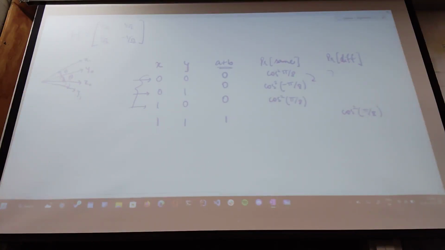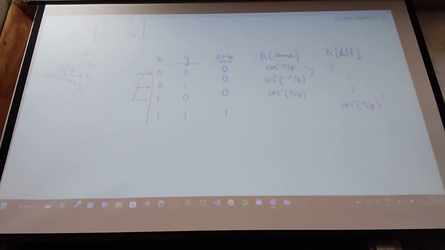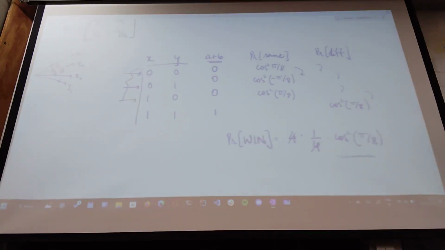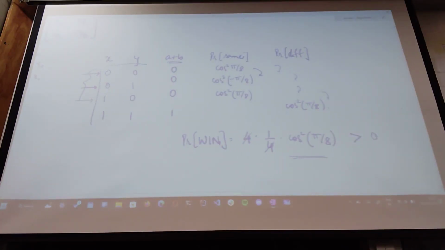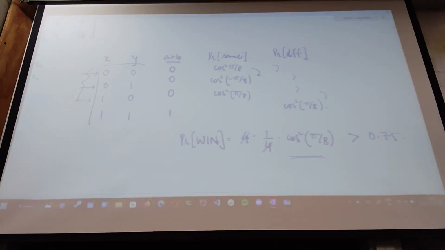And then by summing over all of these probabilities, remember that x and y were drawn randomly, so each of these 4 cases is equally likely. So the probability of Alice and Bob winning is just 4 times 1 over 4 times cosine squared pi by 8, which is precisely cosine squared pi over 8, and this we know is strictly greater than 0.75. So it's an improvement over the classical case. So too bad you guys didn't share this.